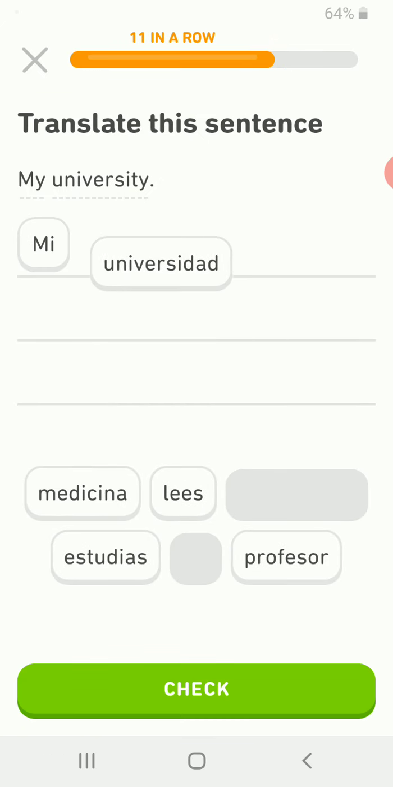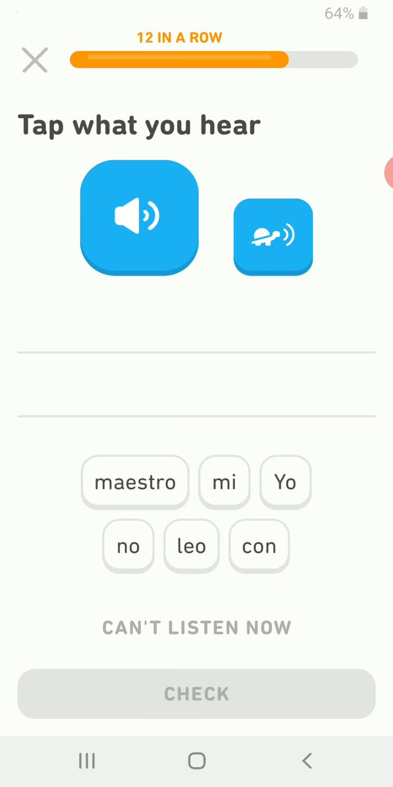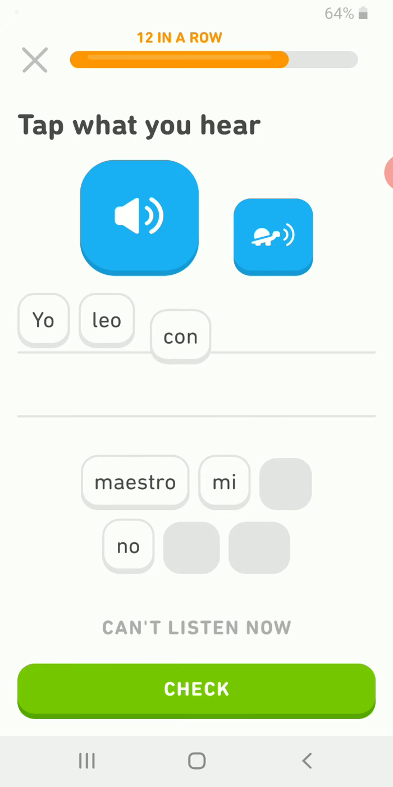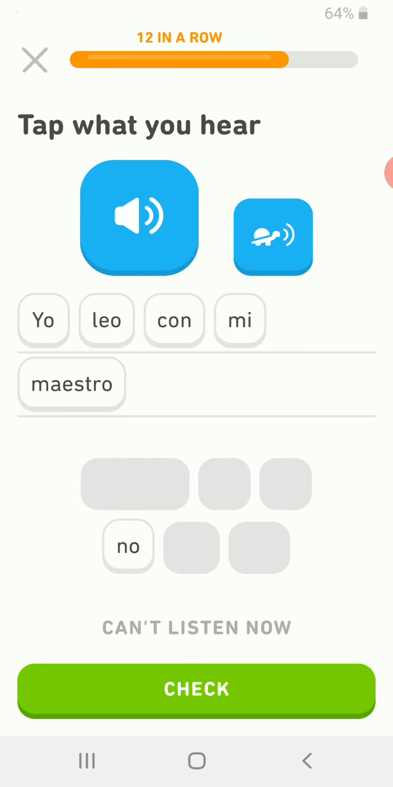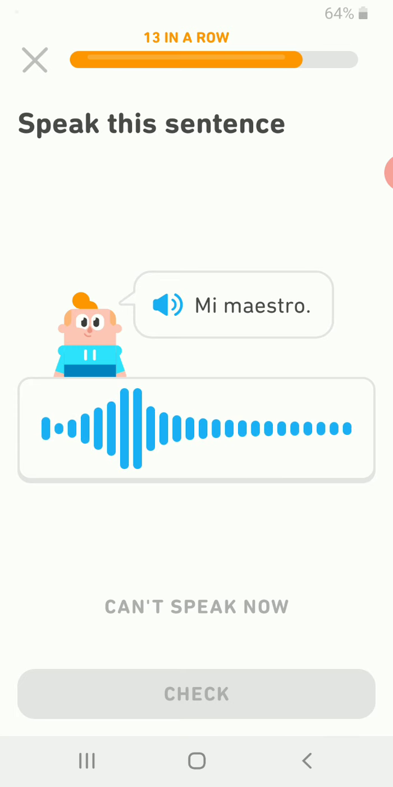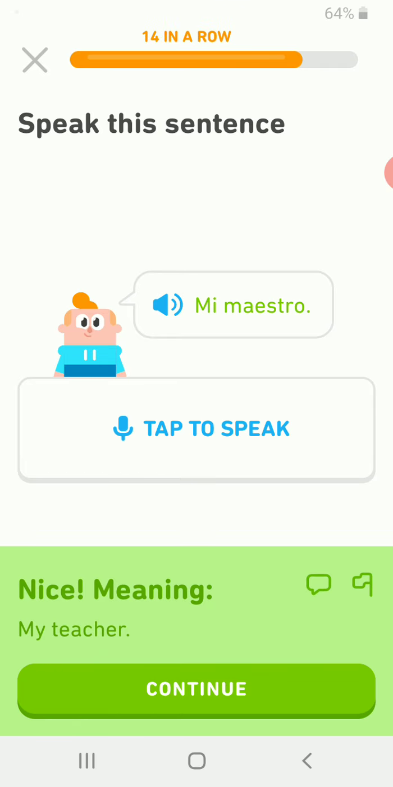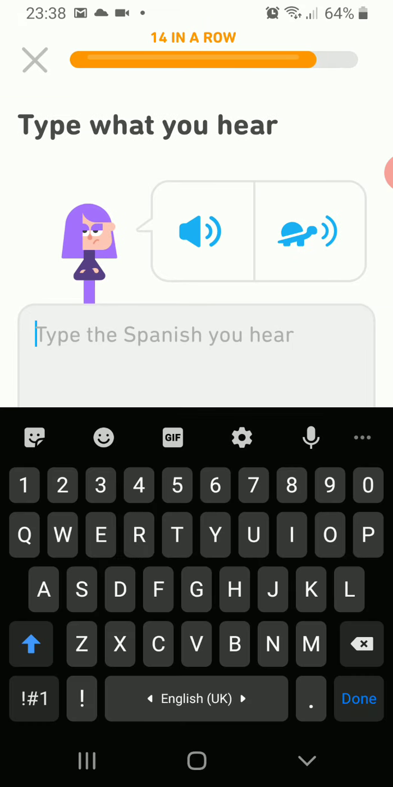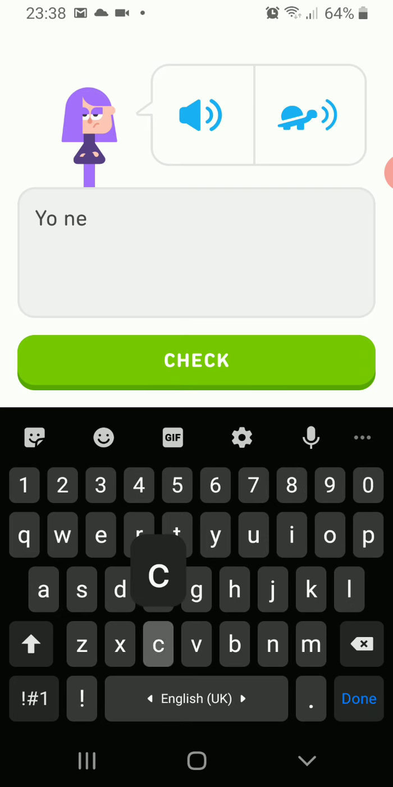My university, mi universidad. Yo leo con mi maestro. Maestro. So I read with my teacher. I'm going really fast on this because we already did this, and it's just to restore this unit, just a revision, a quick revision. So mi maestro, my teacher. Yo necesito estudiar. So I need to study, estudiar.